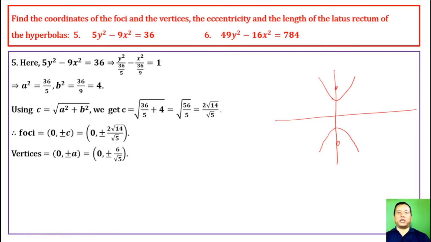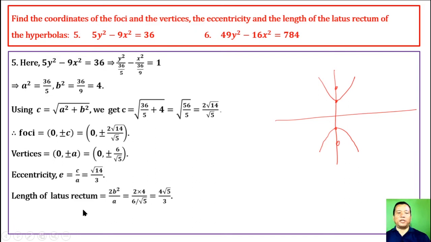Vertices, in this case, is this point with this point. There is 0 plus minus a. Put a equal to 6 by root over 5, we get this. Eccentricity is e equal to c by a, e is root over 14, a is 3, we get this. Length of latus rectum is twice b square by a, that is 2 into 4 divided by 6 by root over 5. Simplify, we get 4 times root over 5 by 3.